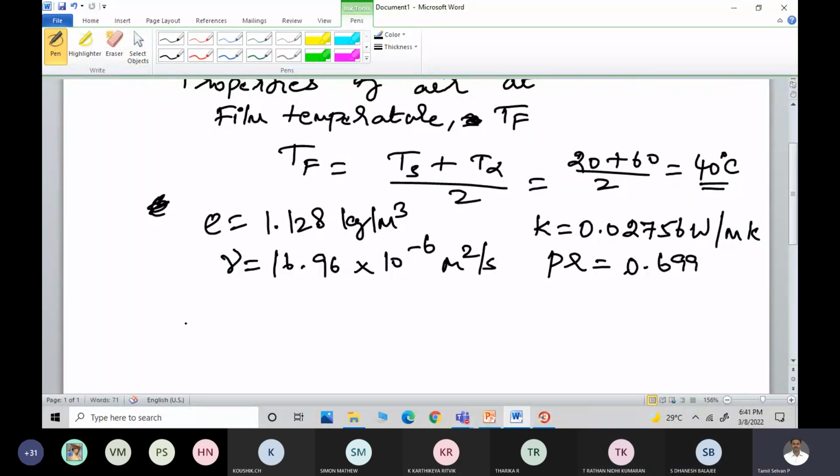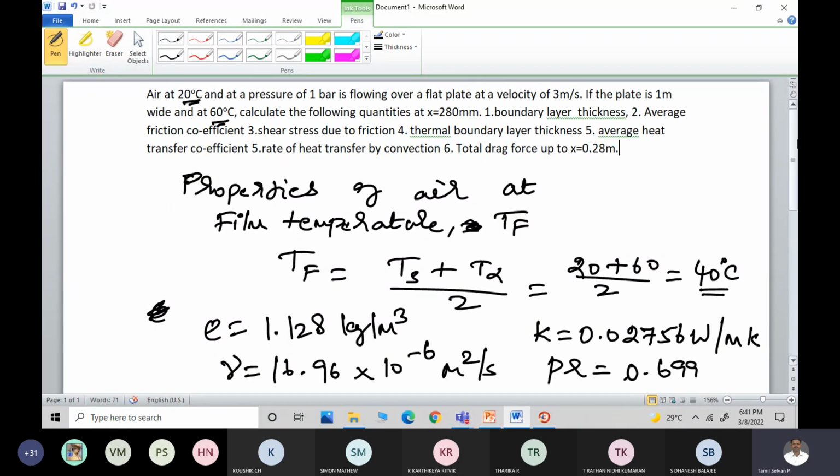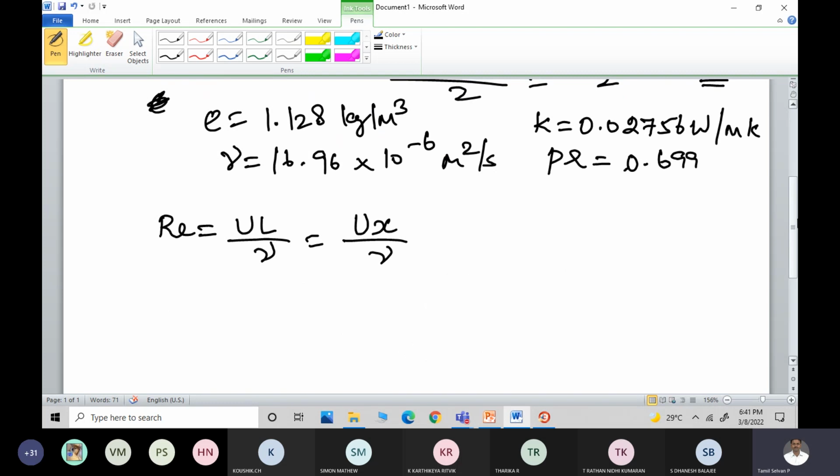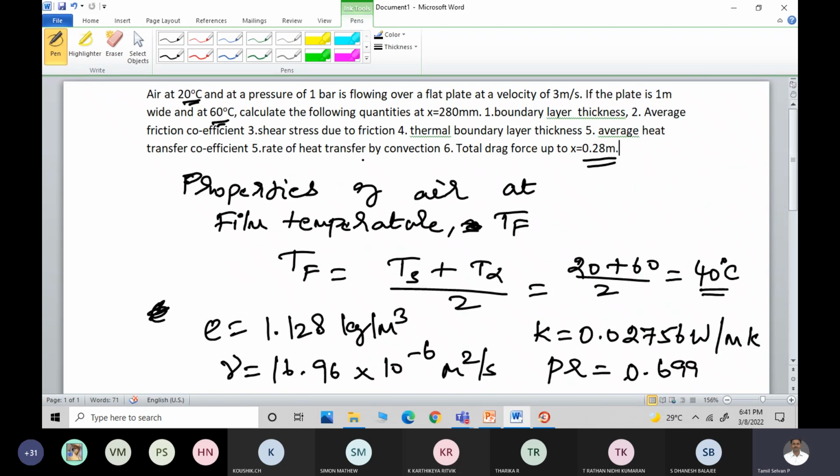Okay, now first we have to find out the Reynolds number. Reynolds number is equal to UL divided by nu, or Ux divided by nu, because we are asked to find it at x equal to 0.28 meters. What is the velocity of the air which is flowing? The velocity of air is 3 meters per second.